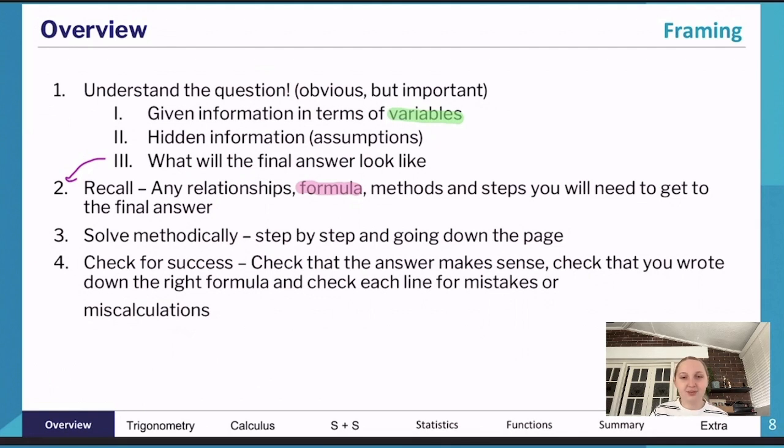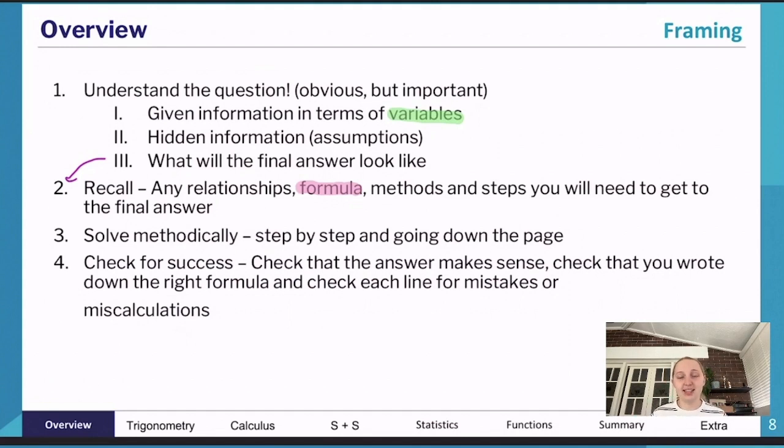Part 3, I guess, is the obvious part: solve it. Step by step, go down the page. It's super important that you set this out nicely, that you are going down the page, not going left or right or anything like that, because you want whoever's marking it to be able to really clearly see what you were trying to do. You want it to be really obvious how you got from this line to the next line to the next line.